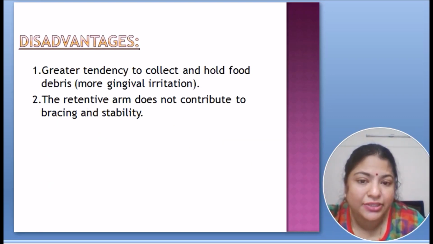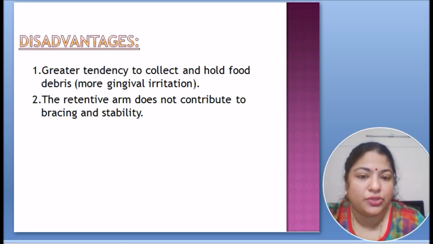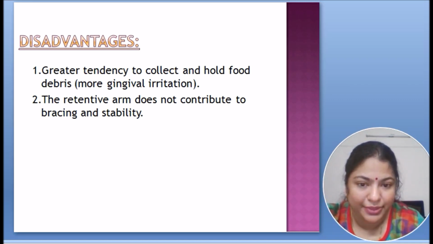The disadvantage is that because of its location in the gingival area, it has a greater tendency to collect and hold food debris, causes more gingival irritation, and does not contribute to bracing and stability, because there is no stabilizing arm or reciprocal arm present.